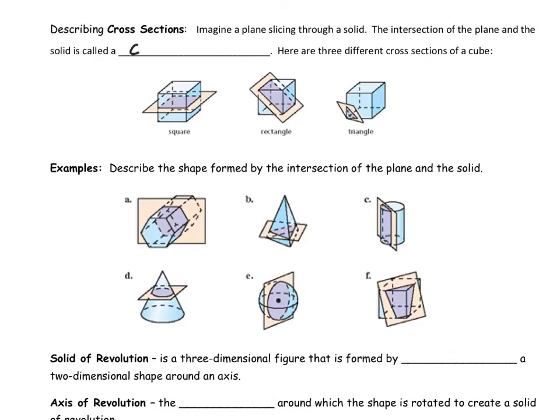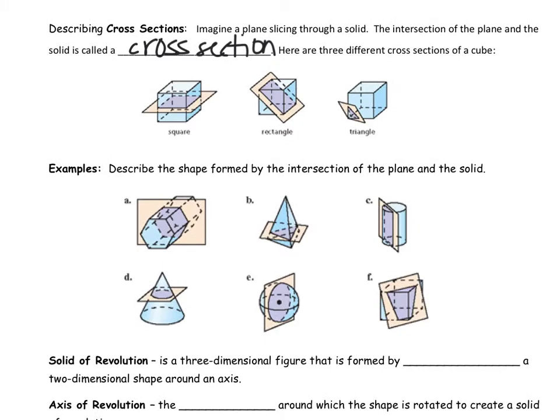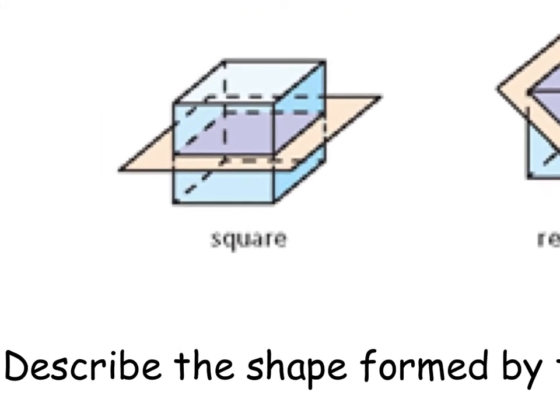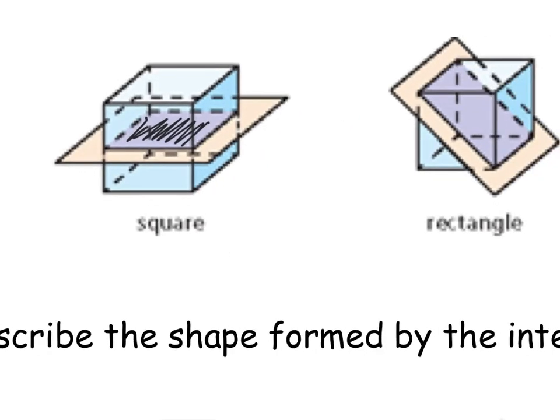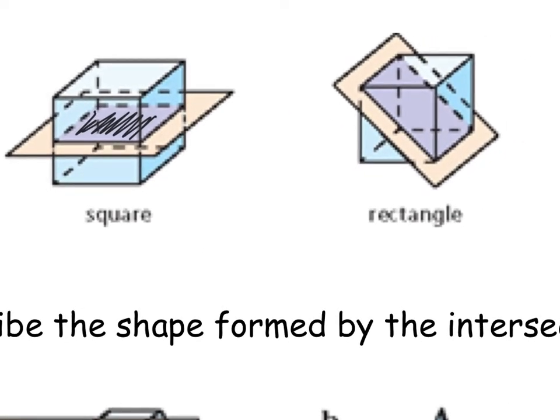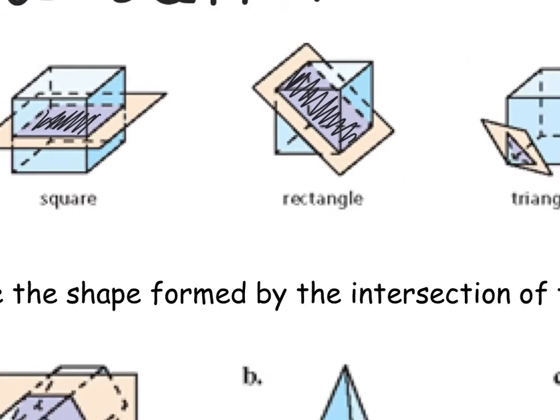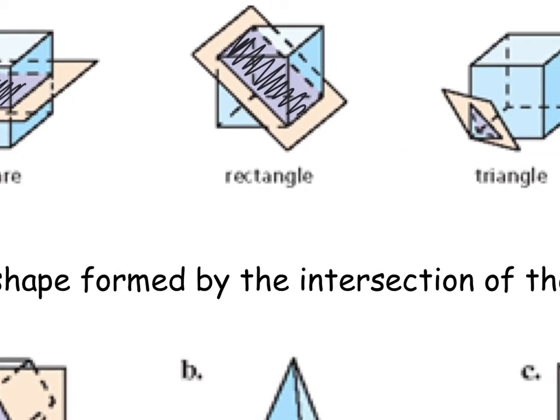So this is called a cross section. And here are three different ones. If you slice a square parallel to the base, you get a square. Right there. If you slice it diagonally, however, you will get a rectangle. And if you slice it going to a vertex, it's going to be a triangle, which is kind of weird. There's actually more. You're going to see that again in a second.